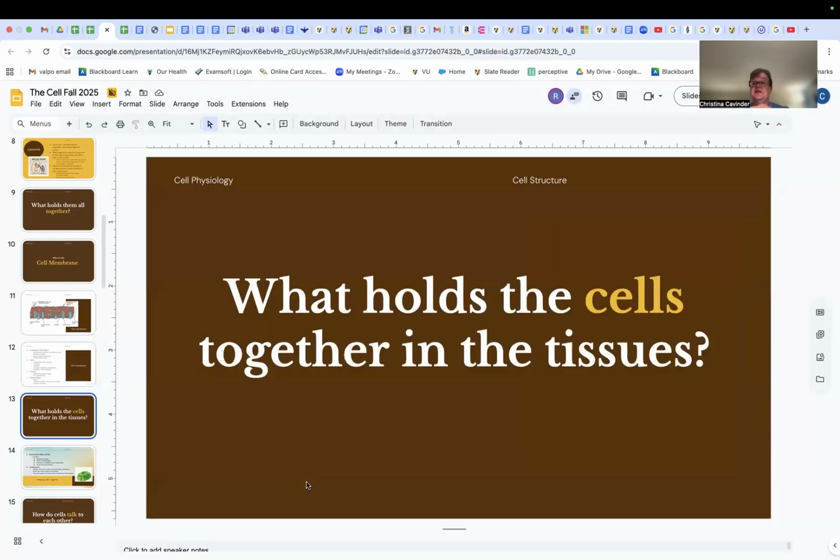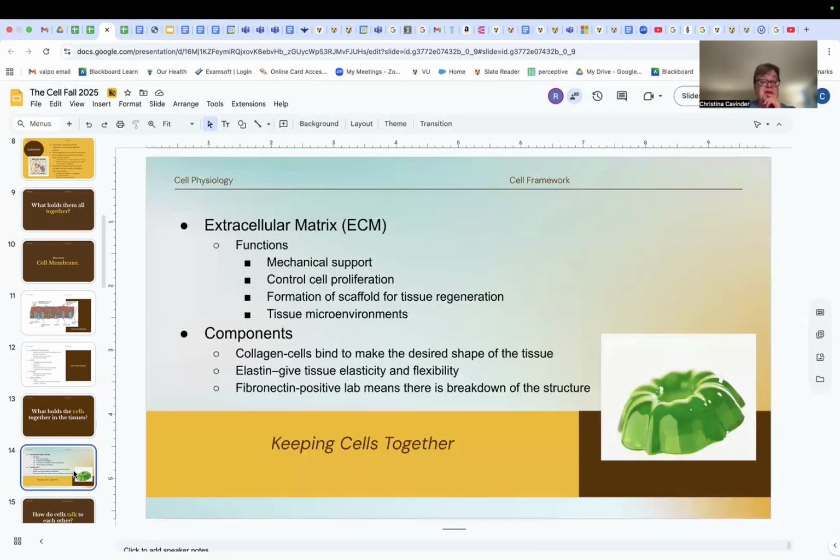So what holds all the cells together in tissues? How come they're not just floating around? Well, we don't want that in some places, right? That is the extracellular matrix, or ECM, and it functions as mechanical support to the tissues, but it does keep them in check. So you don't have cell proliferation out of check, where you have tissue growing and nothing stopping it. It also forms the scaffold for tissue regeneration.